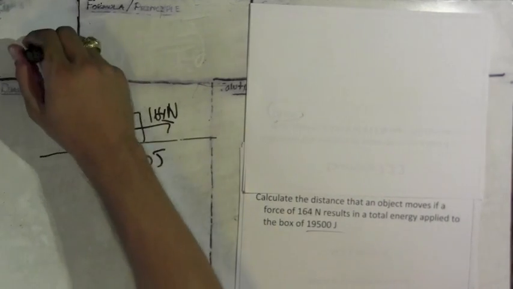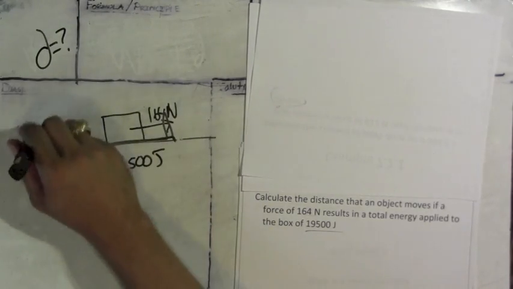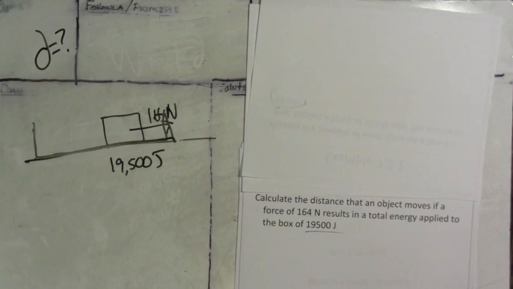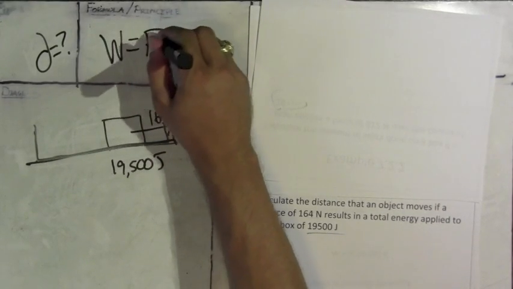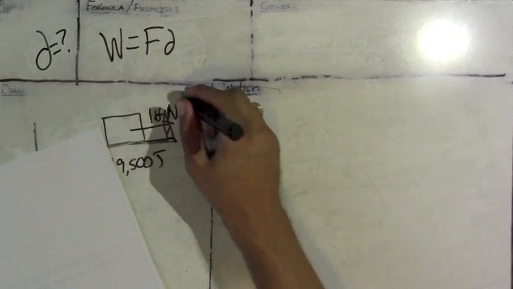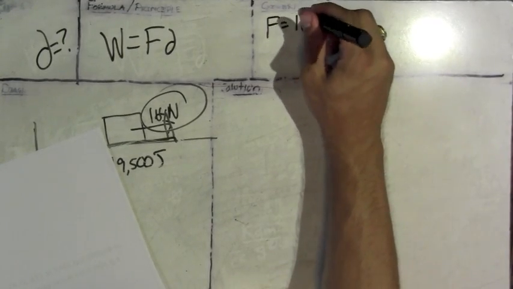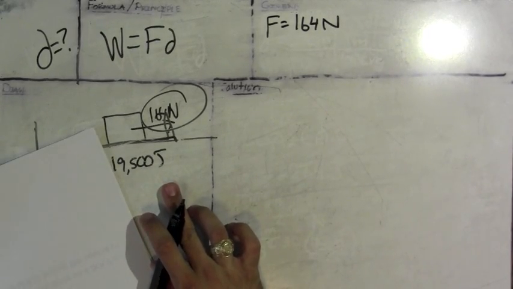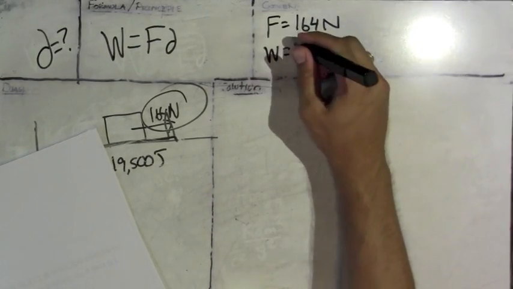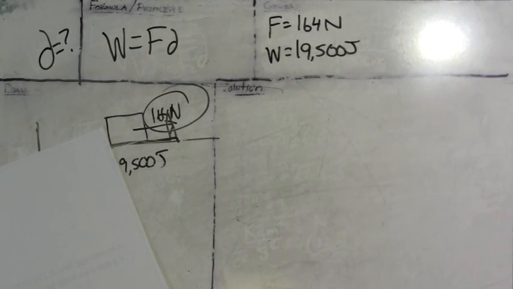So now I know I'm trying to figure out what the distance that the box has to move is. So how far did it go for that change in energy to occur? Since we're looking at work, we can say work equals force times distance, or we can start to assign our variables. We know that anything that's measured in newtons is an example of a force, so we say F is 164. And we can also say that since this is measured in joules, it has to be an energy, and an energy would be work, 19,500 joules, and that allows us to solve for distance.